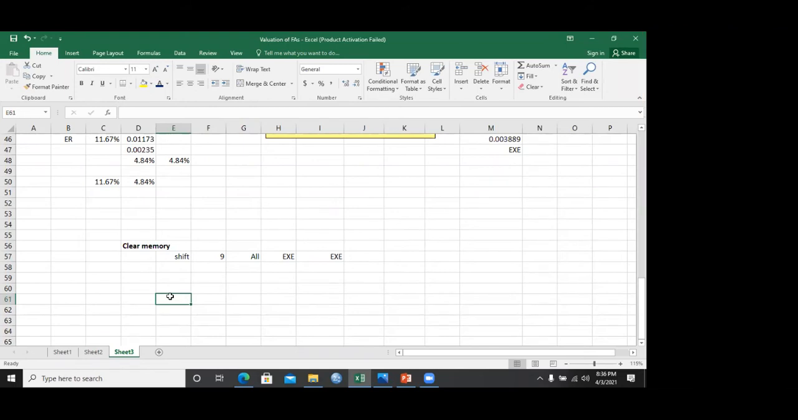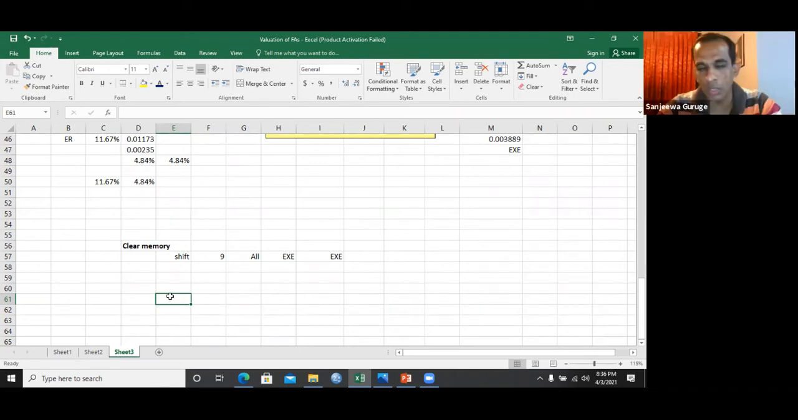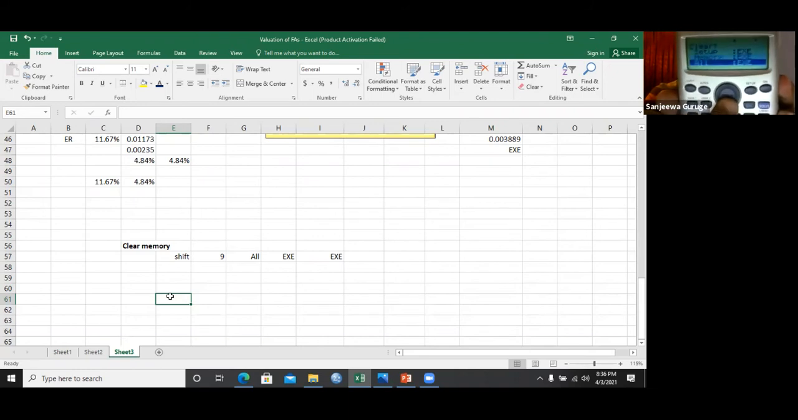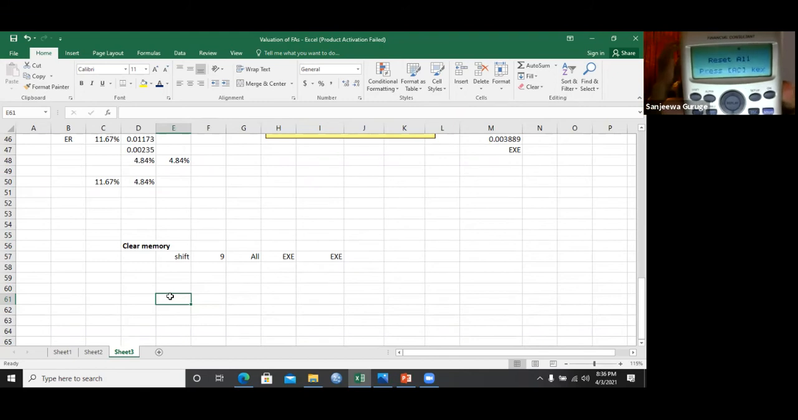After we press exe twice, do we have to press the all clear button again? No. Initially, you have to select all, right? So that means shift 9. So when you press shift and 9, you get this one. So then you select all, press exe twice. That's all. Exe. Then you get this one.